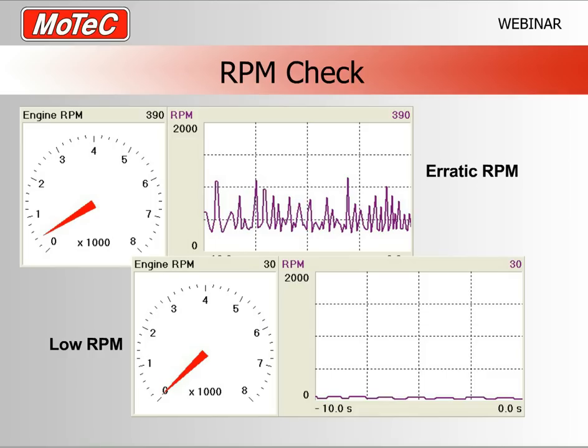And below that, the low RPM, well, that's a fairly common sight for us when people have made a mistake with either their wiring or their setup, where quite simply the engine should be cranking at, say, 200, 250 RPM, but it says that it's cranking at 30 RPM. Again, it means you've got something wrong in your setup and you need to resolve that.